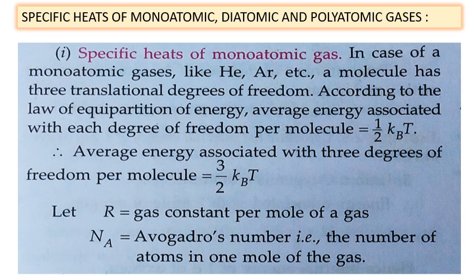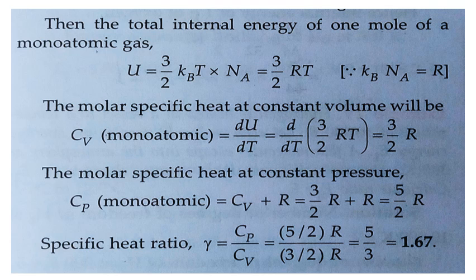In this case, you know the degrees of freedom are 3, and according to the law of equipartition of energy, the average energy associated with each degree of freedom per molecule is half kBT. So the average energy here will be 3 by 2 kBT. And the total energy of 1 mole of monoatomic gas will be 3 by 2 kBT into Avogadro number NA. And you know that kB into N is R, the gas constant.